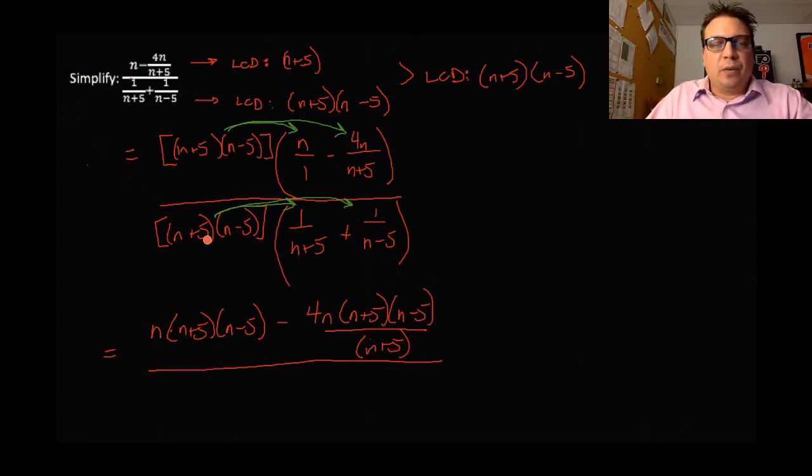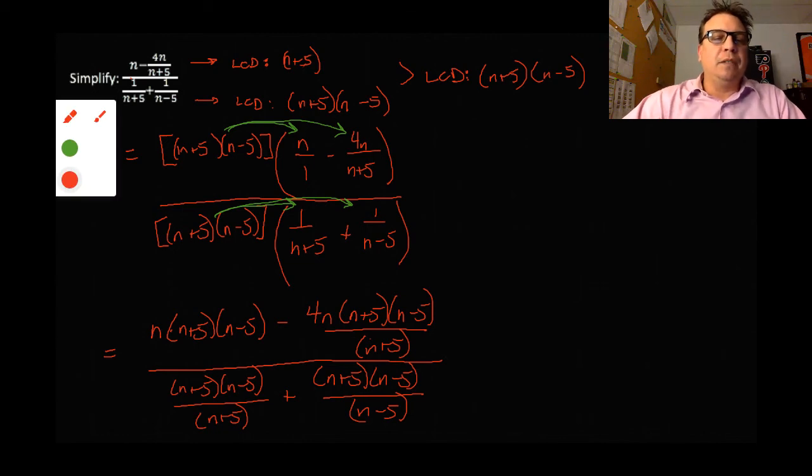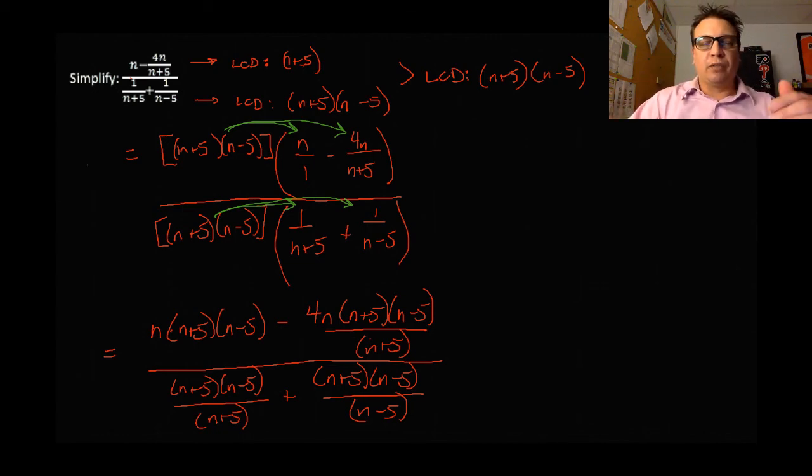So now when I go through and do this, I'm going to multiply this by 1. So I'm going to end up with n plus 5, n minus 5 divided by the n plus 5, plus, again, multiply this by whatever is in the numerator, n plus 5, n minus 5 divided by n minus 5. All right, we're hoping that we can eliminate some common factors by going through and setting this up.